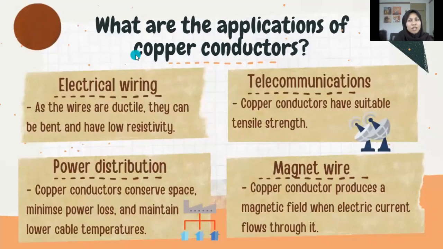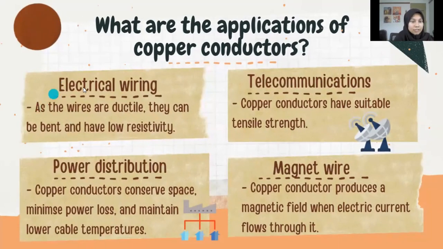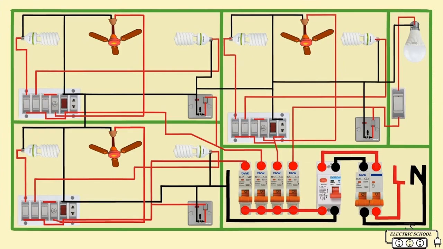What are some of the applications of copper conductors? So the first application is electrical wiring. As the copper wires are ductile, they can be bent and the copper wires also have low resistivity. Like what Akila stated in her fun fact, the average home has about 181 kilograms of copper. This is because most houses use copper wires in their electrical wiring.